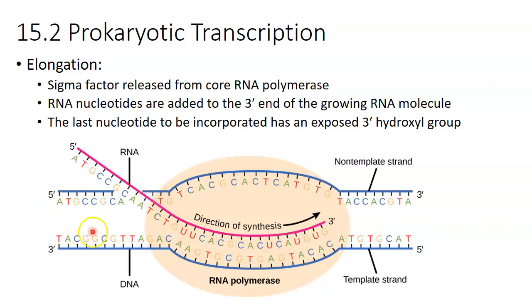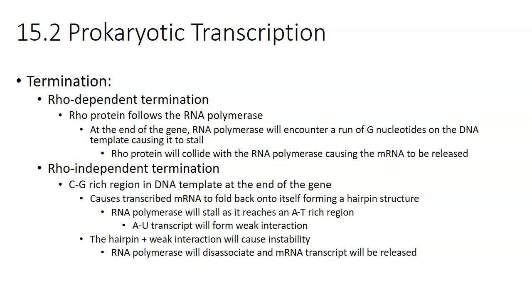These bases down here that have already been copied, that have already been transcribed, are going to re-anneal, so hydrogen bonding will reform. The RNA transcript hangs off of the DNA as it's being produced. Elongation continues until we get towards the end of the gene. And towards the end of the gene, we're going to have termination. And termination looks a little different.